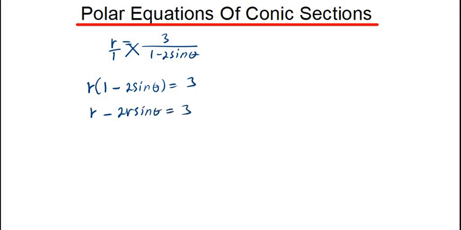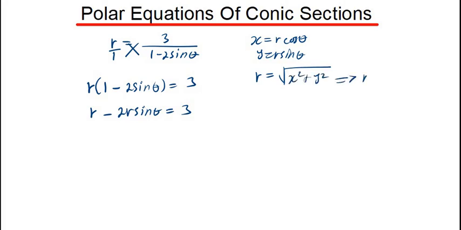Okay, so keep in mind that when you're converting from polar to Cartesian, remember that x is equal to r cos theta. Your y is equal to r sine theta. Then your r is nothing but the square root of x squared plus y squared. This came from r squared equals x squared plus y squared. So that's what I'm going to put right here.